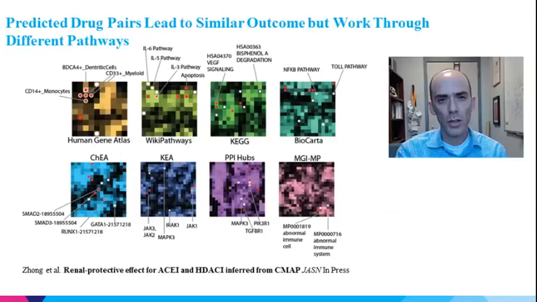So a few lectures ago, I demonstrated this canvas enrichment analysis approach. So you can see from the results that both drugs, the HDAC inhibitor and the ACE inhibitor, are both anti-inflammatory. Both are targeting the immune system of the cells. However, they appear to work through different pathways.